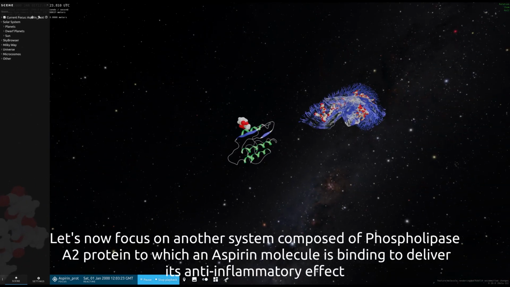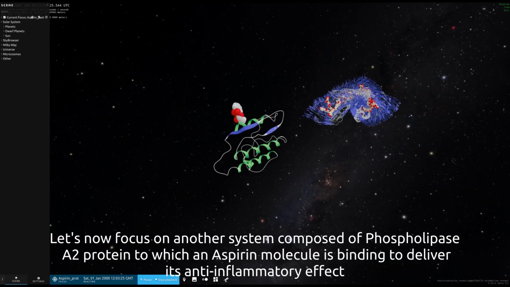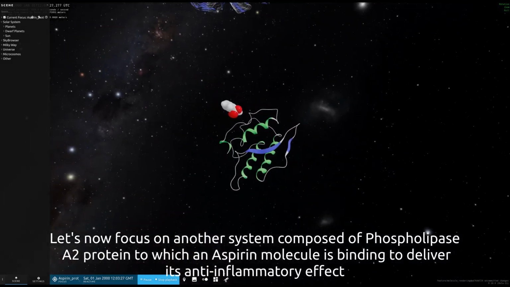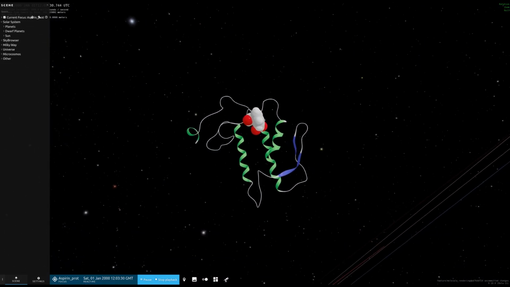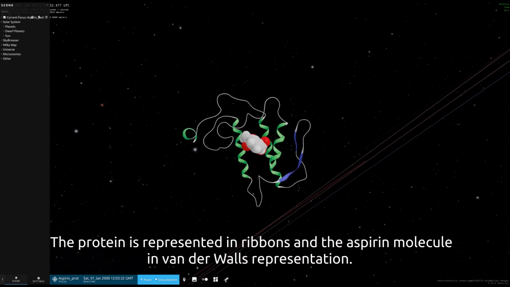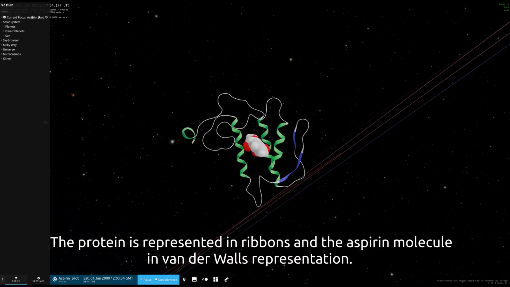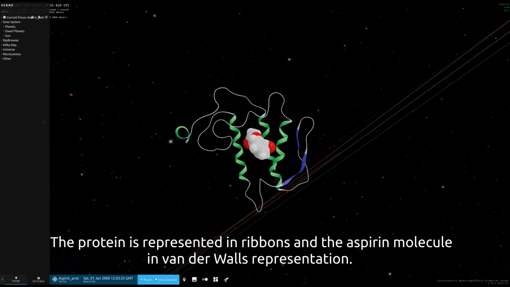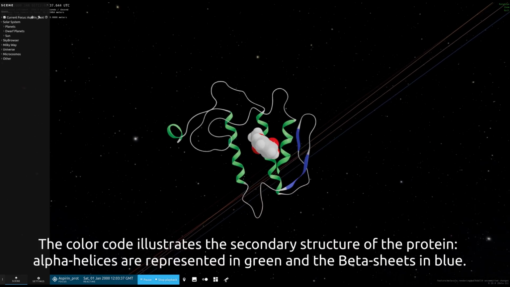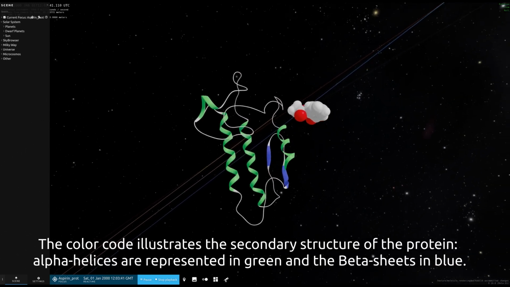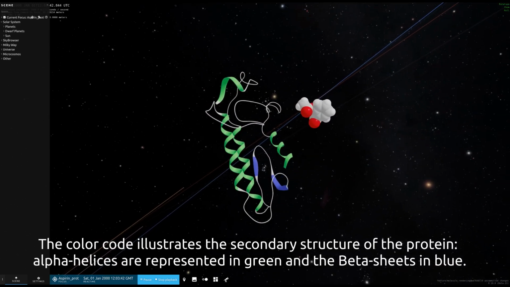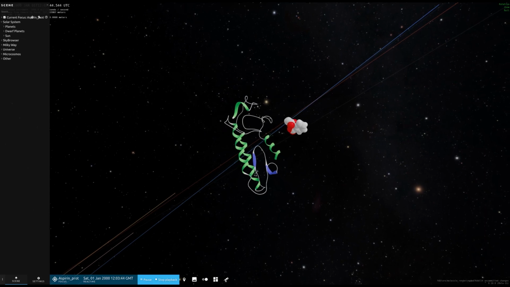Let's now focus on another system composed of phospholipase A2 protein to which an aspirin molecule is binding to deliver its anti-inflammatory effect. The protein is represented in ribbons and the aspirin molecule in van der Waals representation. The color code illustrates the secondary structure of the protein. Alpha helices are represented in green and the beta sheets in blue.